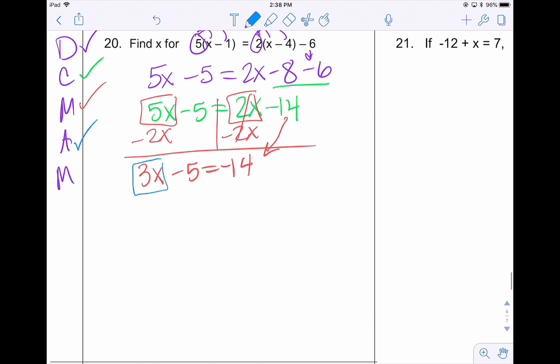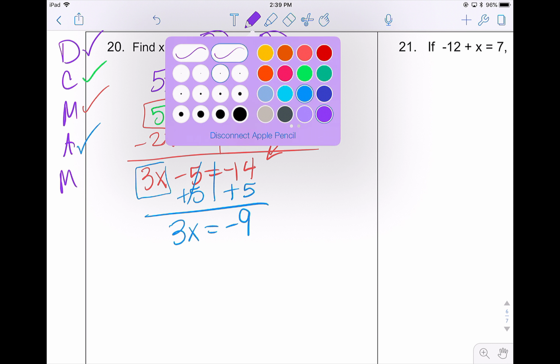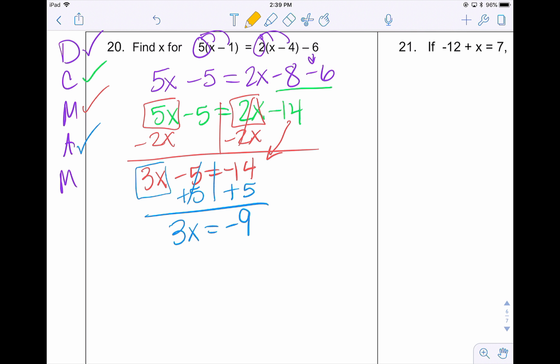I'm then going to add or subtract to both sides. So I'm going to add 5 because I'm trying to move everything away from x. So 3x equals negative 9. And then I'm going to finish by multiplying or dividing. In this case, I'm going to divide by 3. So negative 9 divided by 3 is negative 3.